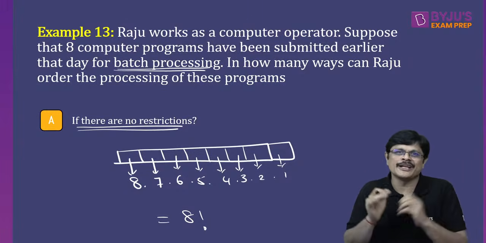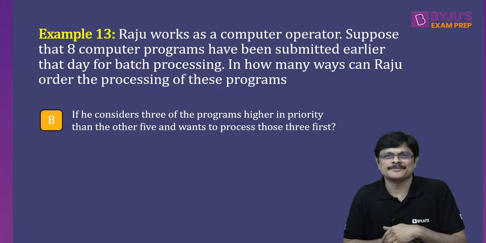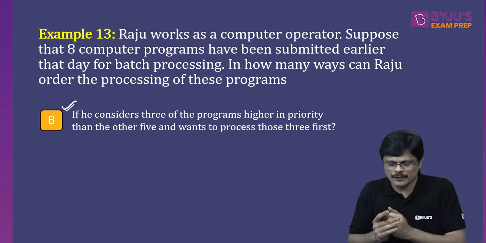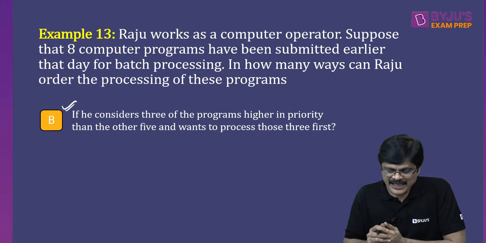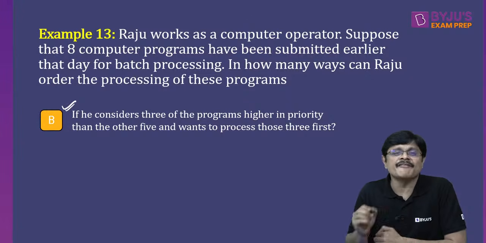He is free to do anything. But if I put a restriction, something like this. What is the restriction I put? If he considers 3 of the programs higher in priority than the other 5, and wants to process those 3 first.